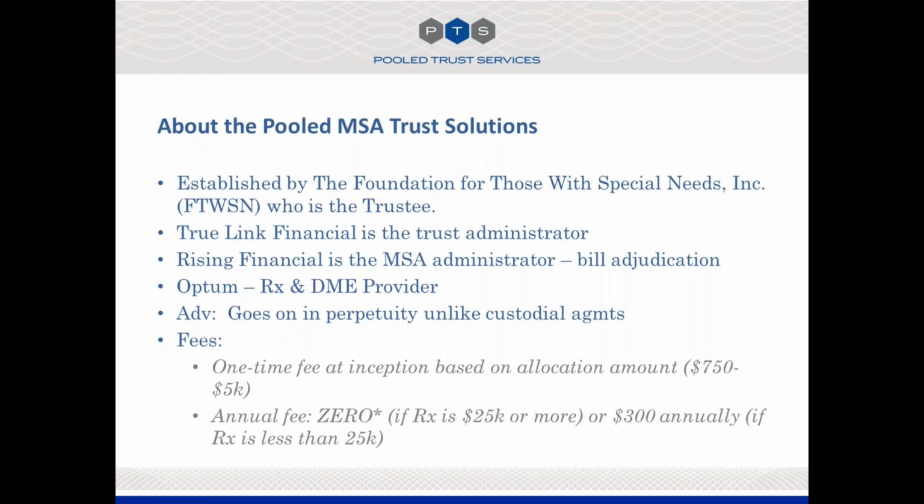And just to talk a little bit about fees, so there's going to be a one-time fee at inception. It depends on how much is allocated for the MSA, so it could range anywhere from $750 to $5,000, but that's something that would be explained up front. Now, as far as annual fees, most of our clients don't have an annual fee because if their prescription costs are above $25,000, and that considers all prescription costs in the future, they're not going to have a fee, which most people meet that requirement. If they don't meet that requirement, then they have a $300 annual fee.